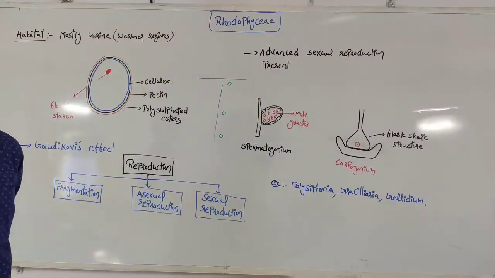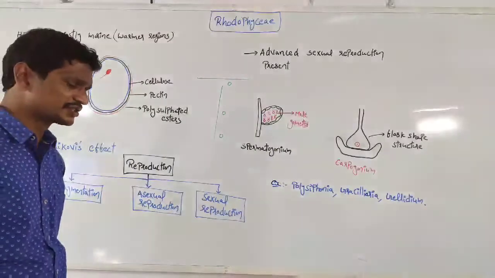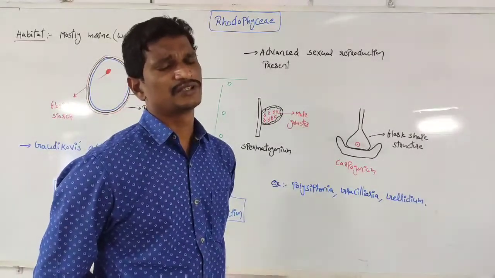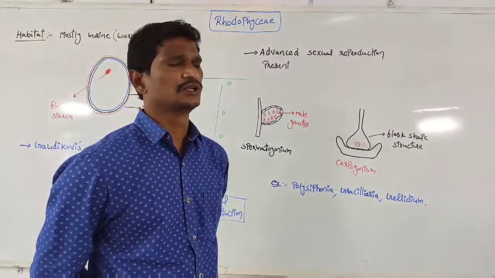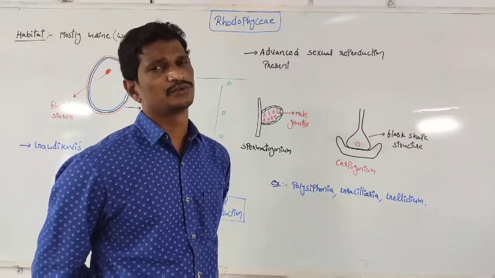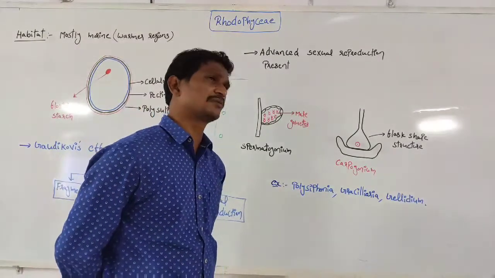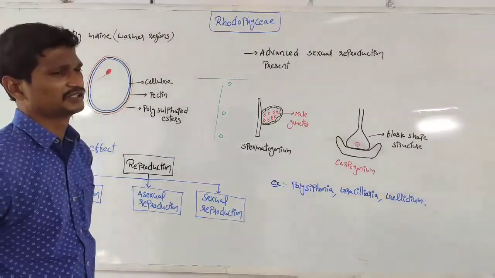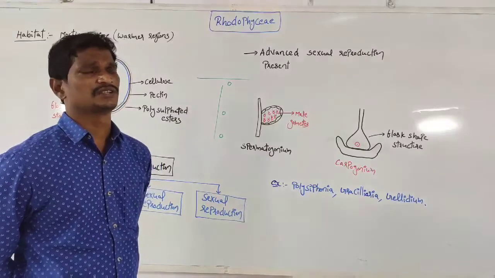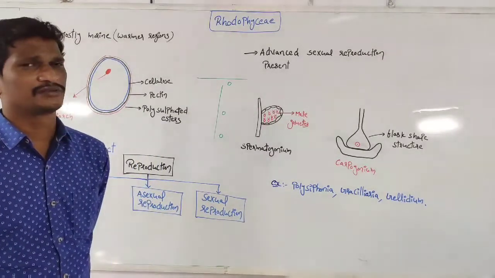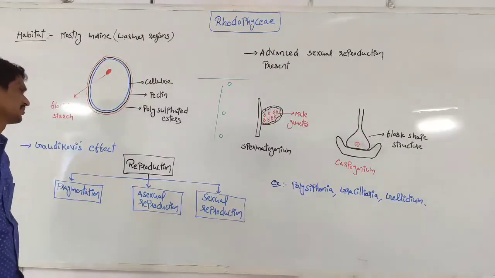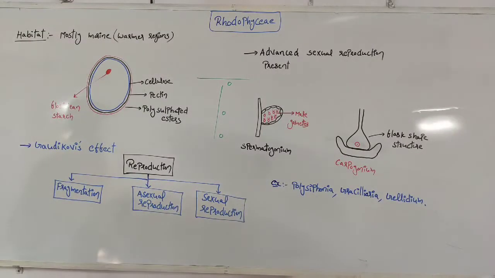And we know the storage food material is floridean starch. Floridean starch is similar to starch and similar to glycogen, meaning it's an intermediate structure between starch and glycogen, based on the branching when compared with starch and glycogen. Right? And it shows the Gaidukov effect.